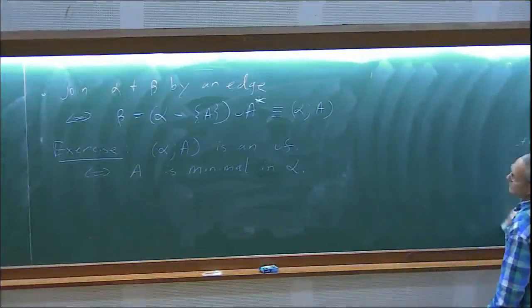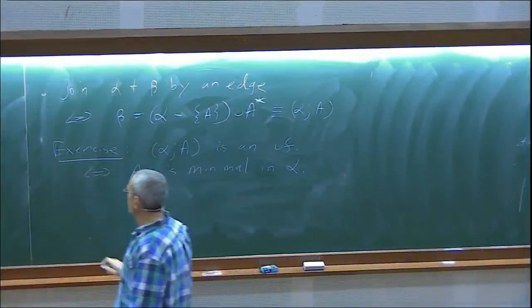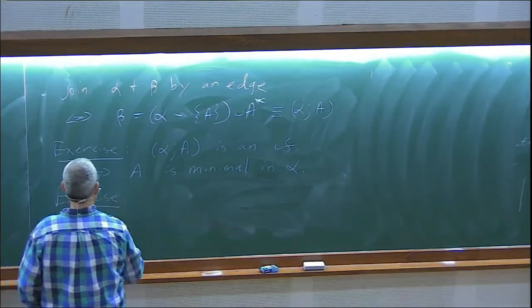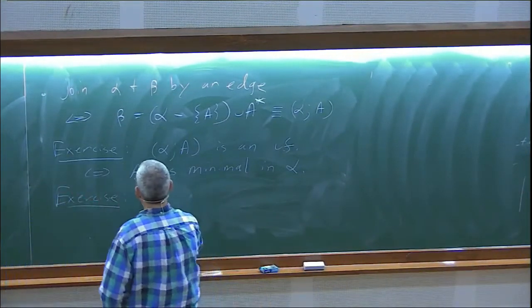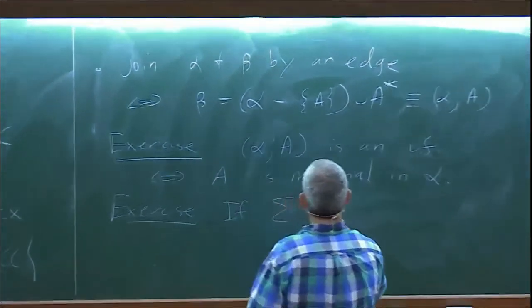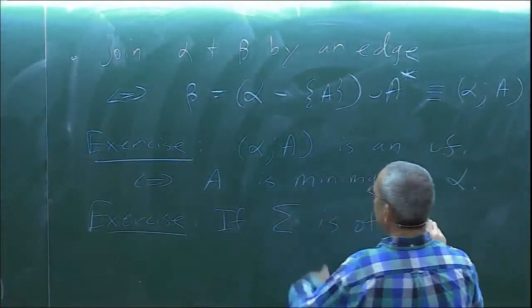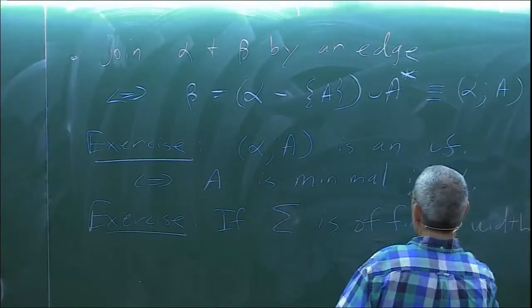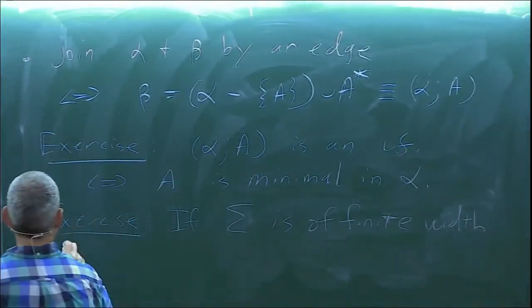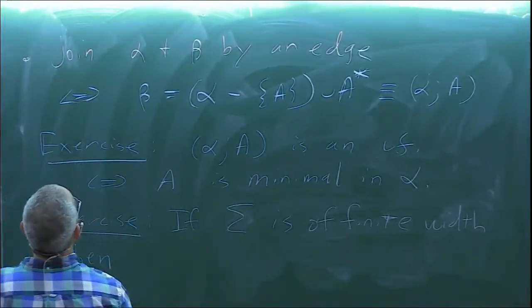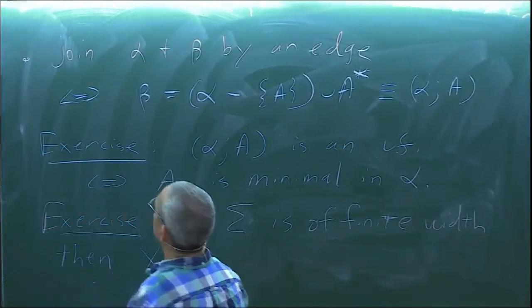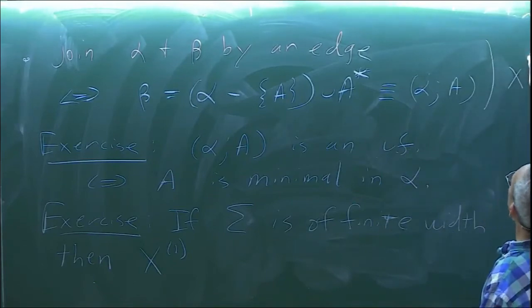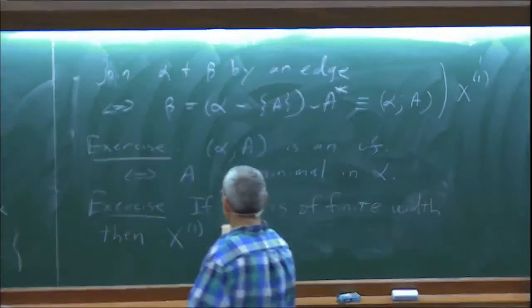Okay, and so then the next exercise is that if sigma is of finite width, so this you don't need anything for, but I'm just using finite width for this. Then x1, which is now we've added edges, right? This gives me x1 is connected.